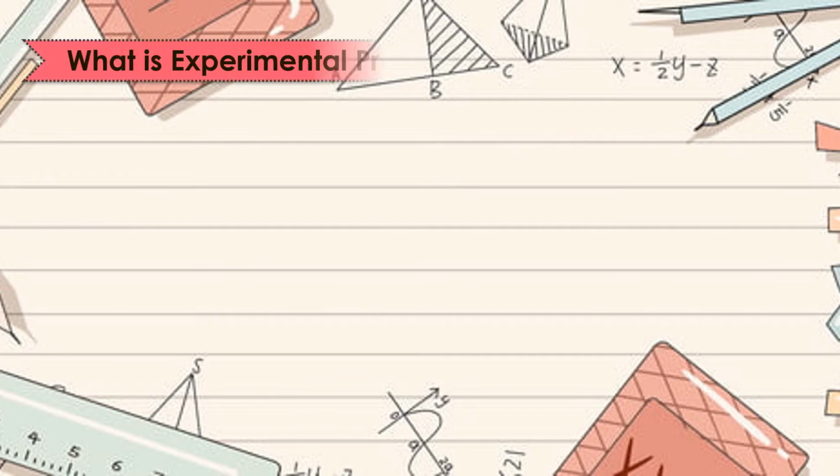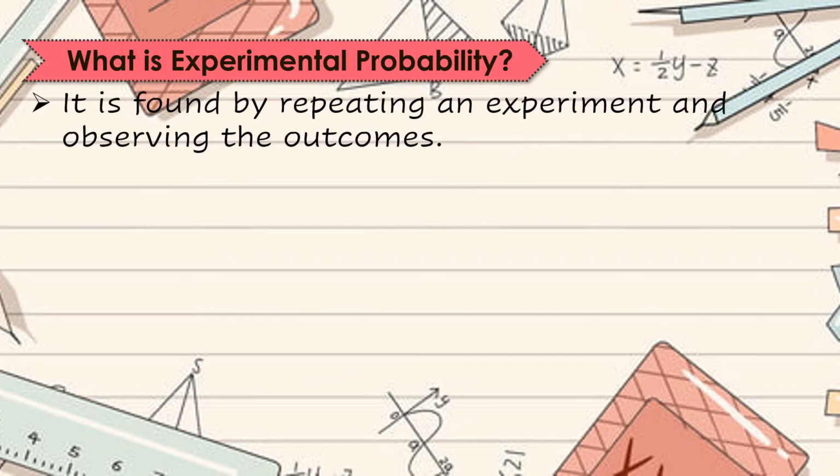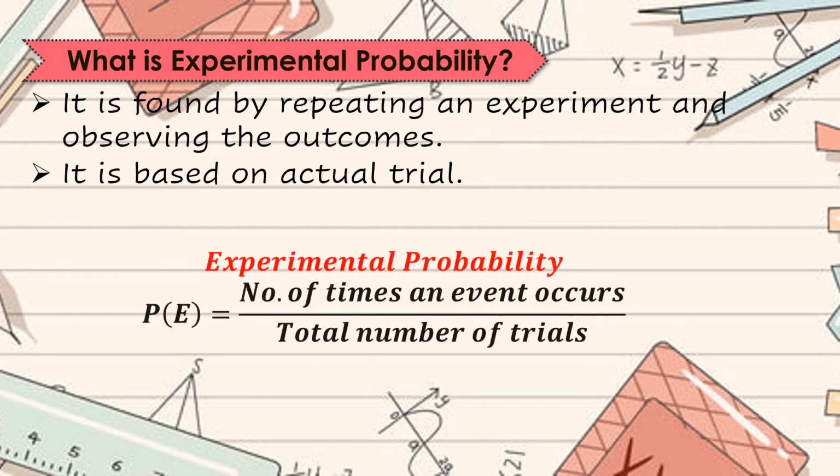Next is the experimental probability. It is found by repeating an experiment and observing the outcomes. It is based on actual trials. And the formula in finding the experimental probability is the number of times an event occurs over the total number of trials.